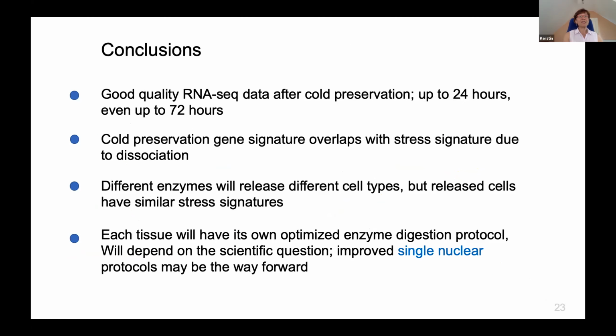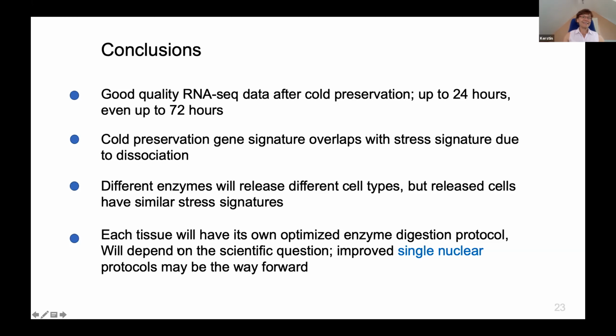And I think that brings me to the end of the talk. Just to relist my conclusions. Our cold preservation study showed that you can get good quality RNA-seq data after cold storage, certainly up to 24 hours, but actually in many cases as far as up to 72 hours. But bear in mind that this is with cold perfused organs. We also looked at the cold preservation gene signature, and that overlaps with the stress signature due to dissociations. I showed you that different enzymes released very different cell types, but also that once the cells are released, they do seem to have relatively similar stress signatures.